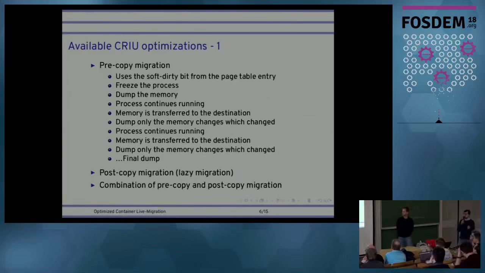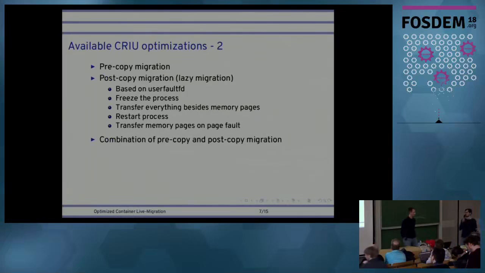So you can do this iteratively, right? Every time the process changes, the memory changes, you dump it again, you transfer it again. But you can also use it to calculate a delta, basically meaning you say, given threshold n, when this threshold is reached, I want to do a final dump and then transfer the rest of the memory state over, and then you can, for example, start with a final file system sync, and you're done.